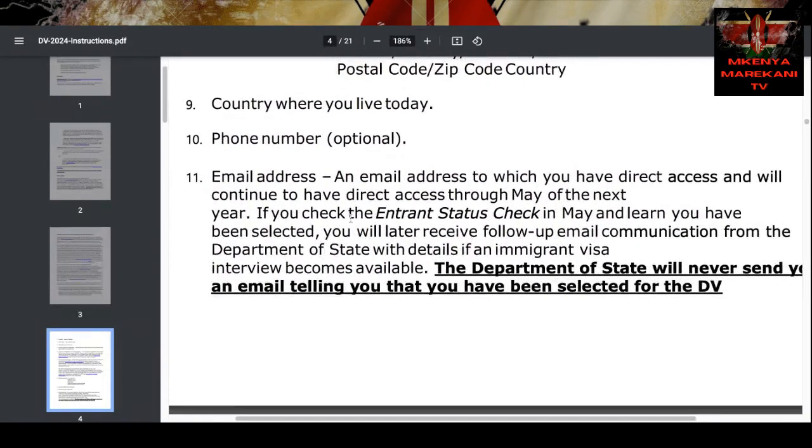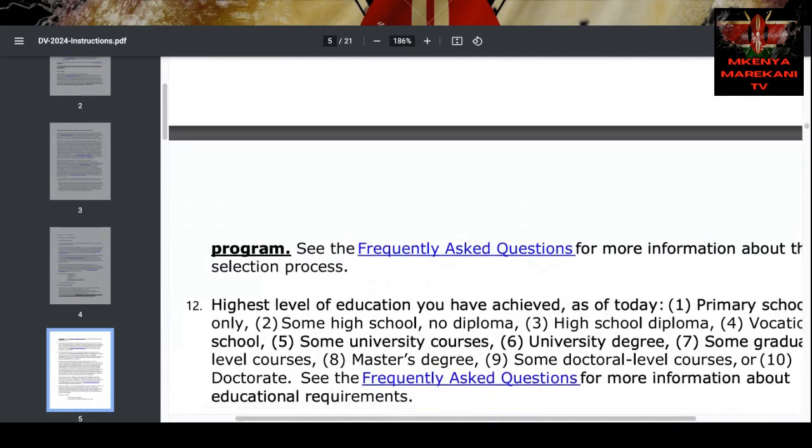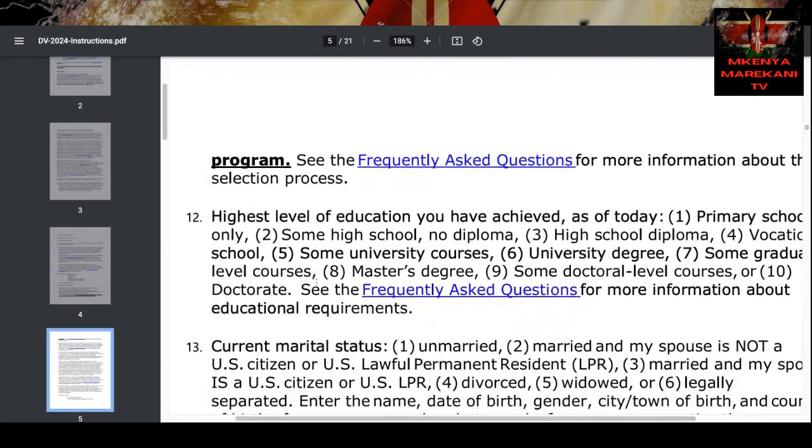Let's see, I wanted to see this. Yeah, if you check the entrant status check in May, you will later receive a follow-up email communication from the Department of State with details, visa available. That's the place where they will send you the confirmation number. So you need to make sure you have it and keep it safely. Then highest level of education you have achieved.